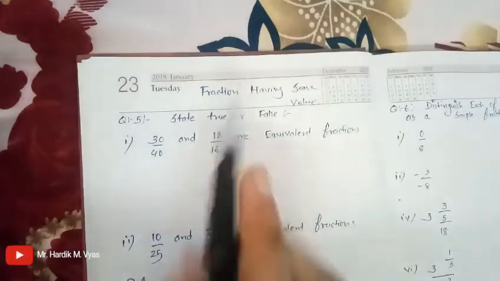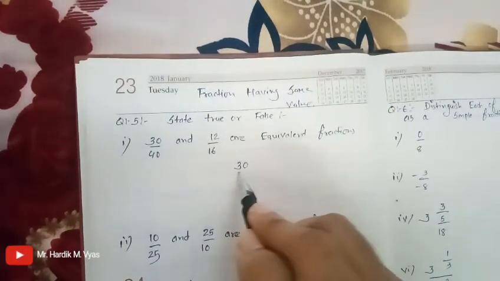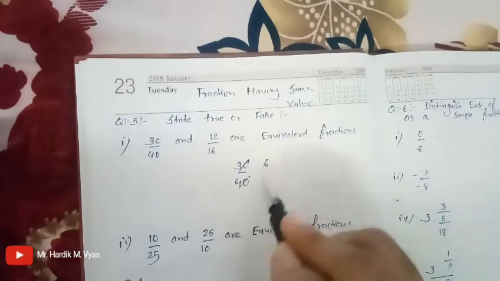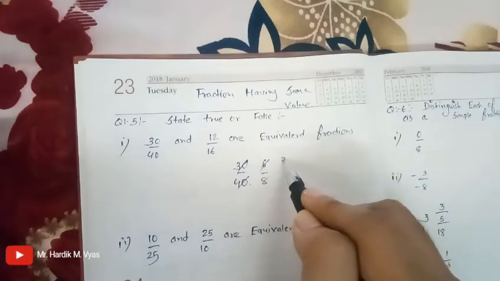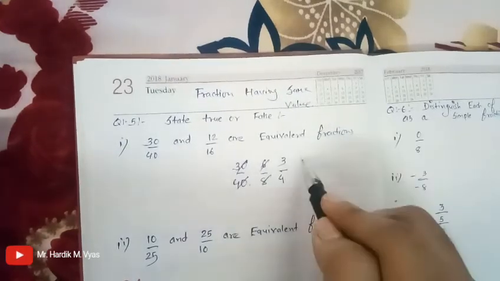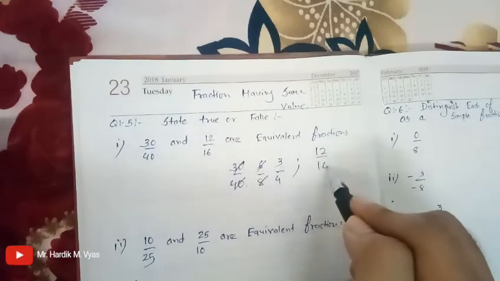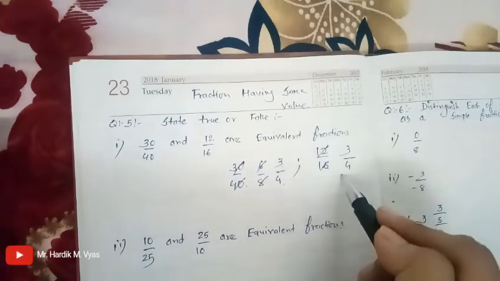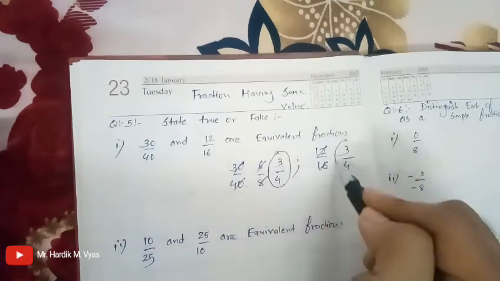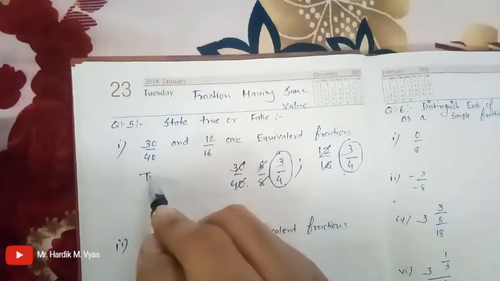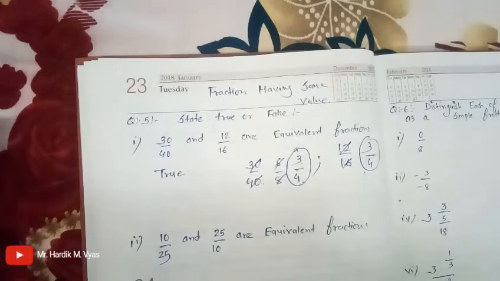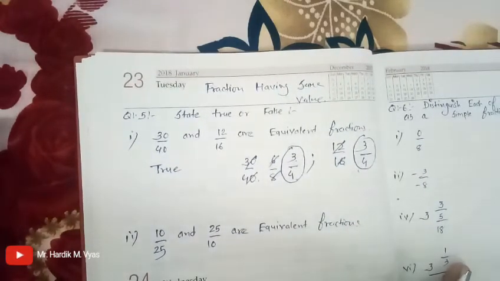Okay, so let's try 30 upon 40. First of all, convert into the lowest form. Here we can see 5 6s are, 5 8s are. Now 2 3s are, 2 4s are. So finally we will get 3 upon 4. 12 by 16: 4 3s are, 4 4s are. So yes, 3 upon 4 and 3 upon 4, so my answer is true. That means 30 upon 40 and 12 upon 16 are equivalent fractions, because here you can write that both fractions have the same value.